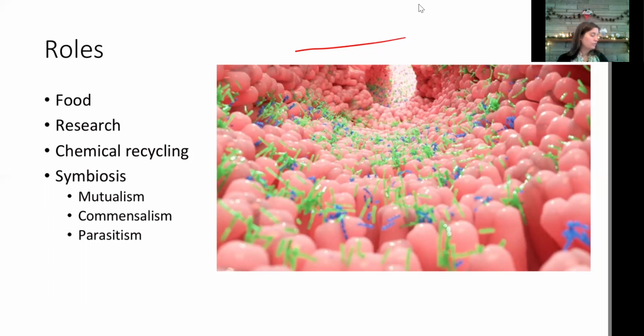They're also really useful in research, and you kind of saw how we used E. coli in the transformation experiment, but just understanding processes like that at a bacterial level can help us also maybe scale it up to understand or do research with eukaryotic cells. Chemical recycling, again, really can't overstate how important they are in recycling chemicals. They're decomposers, so they break down dead things, and they release nutrients that are trapped in the dead bodies to be used in the environment again. So they break down dead organisms.